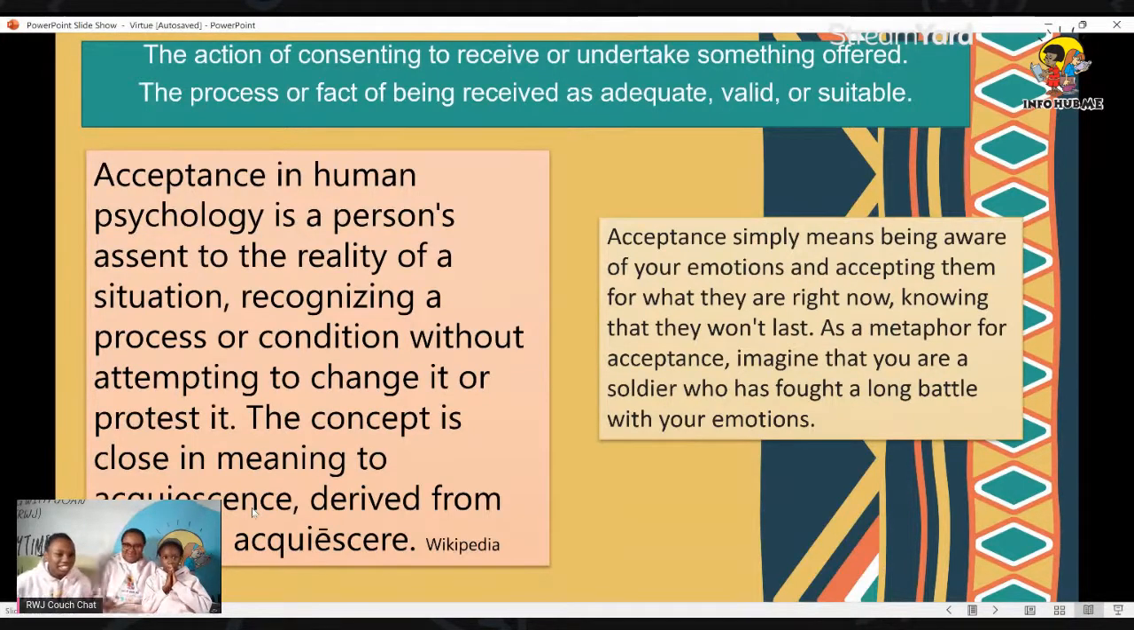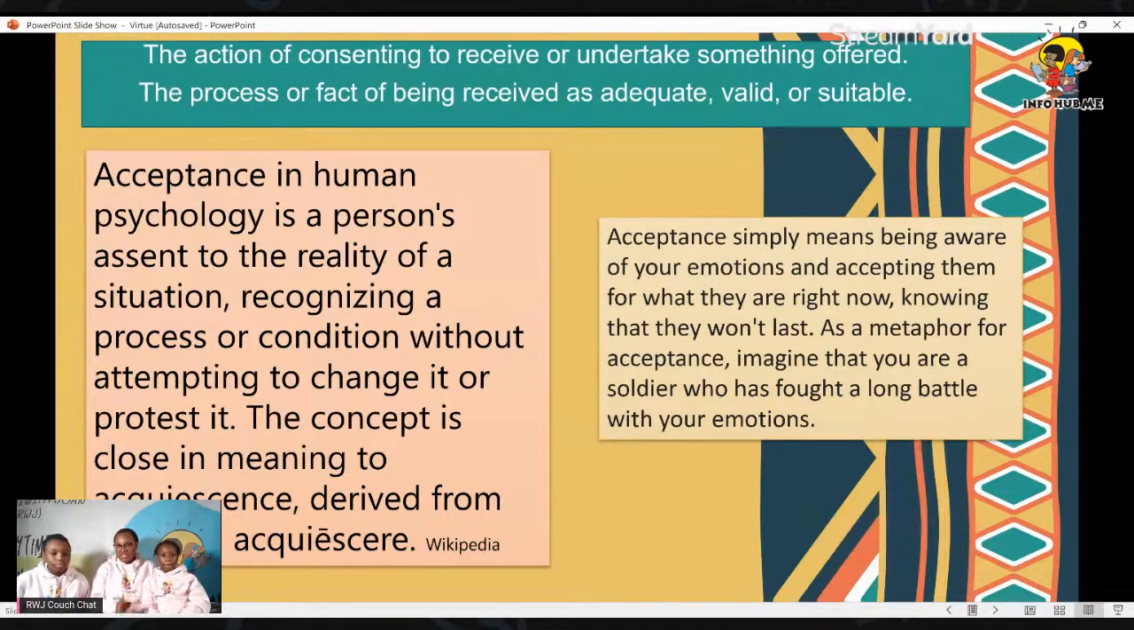Acceptance in human psychology is a person's assent to the reality of a situation, recognizing a process or condition without attempting to change it or protest. The concept is close in meaning to acquiescence, derived from the Latin acquiescere. You need to ask the Latin teacher when you get to school.